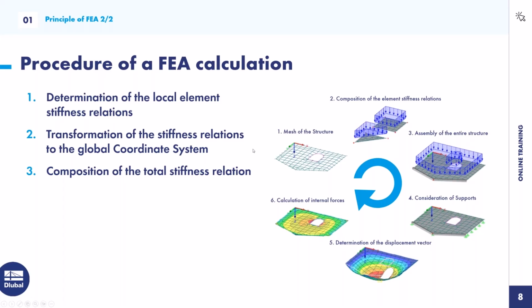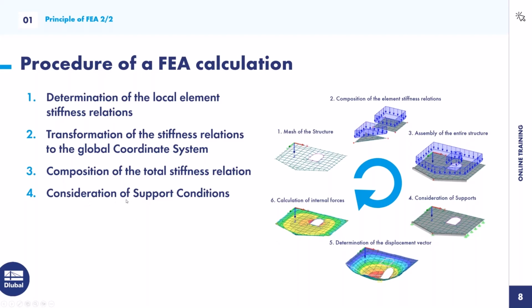In the next step, we would consider supports and loads. That means the finite element equation is relatively simple. It's the stiffness matrix K times the displacement vector U, and it equals the force vector F. So with step 3, we got the stiffness matrix K. With step 4 now, we will get our force vector F.